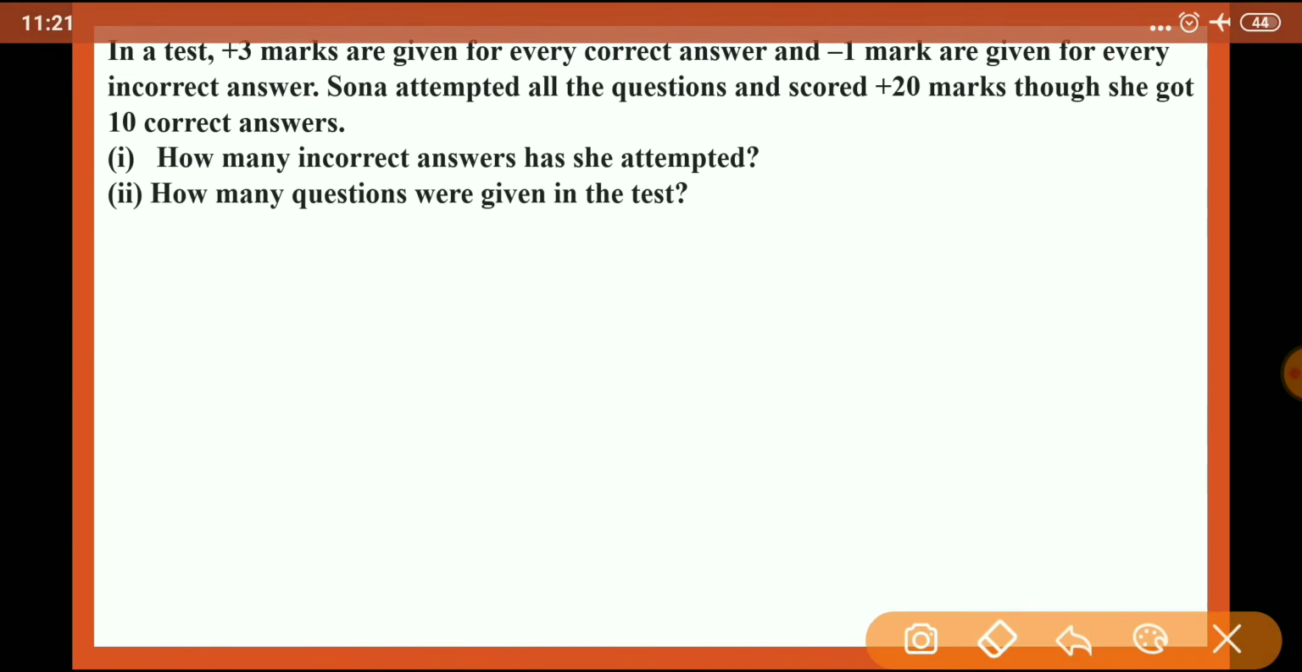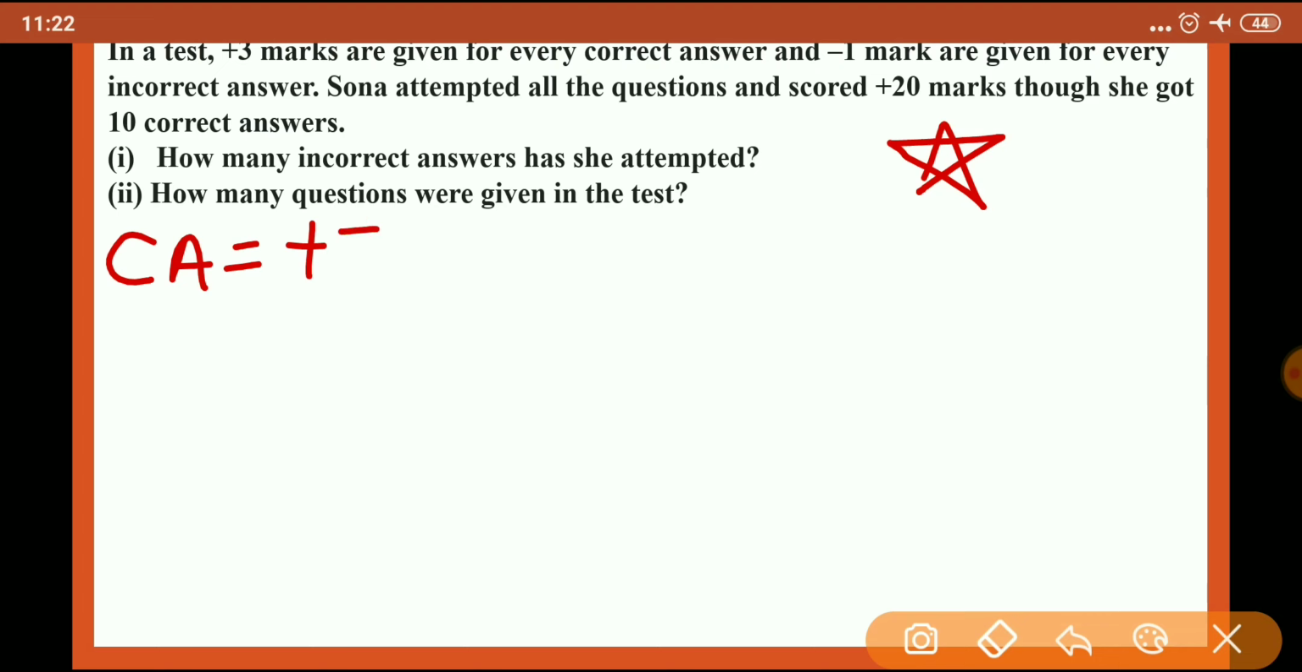Now this one, in a test, important question. Definitely it will come in your exam. Okay. In a test, plus 3 marks are given for every correct answer and minus 1 mark for every incorrect answer. Sona attempted all the questions and scored plus 20 marks, though she got 10 correct answers. Now you know it very well. For every correct answer, she will get plus 3. And for every incorrect answer, she will get minus 1.